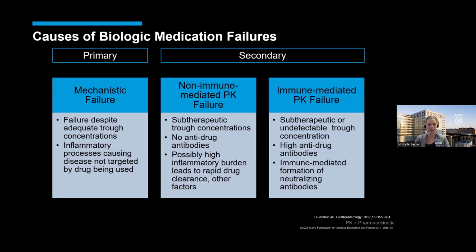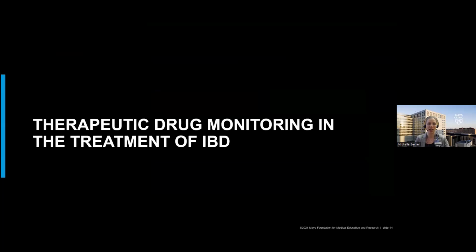non-immune-mediated pharmacokinetic failure. So this would be when drug levels are low, we're just not achieving the right amount of medicine for the person, but we see antibodies are not at play, and that'll be defined further. And then immune-mediated pharmacokinetic failure can also occur, where a patient's medicine levels are low and they do have high anti-drug antibodies, not allowing that medicine to work, and then we have to change medications. So I've given a little bit of a sneak peek of some of the therapeutic drug monitoring application, but let's dive into that more now.